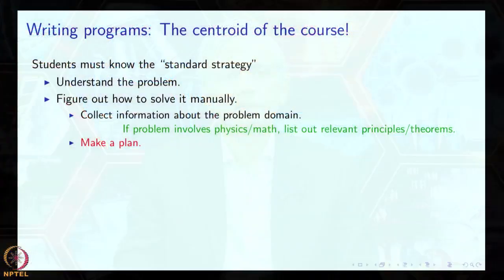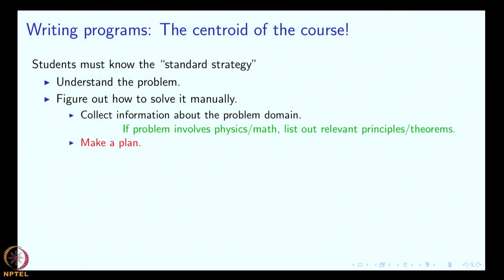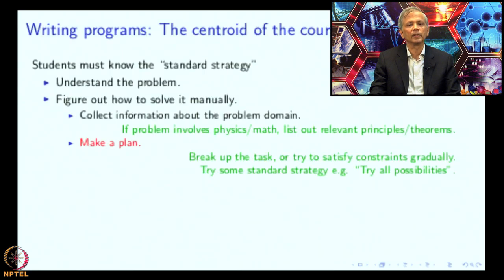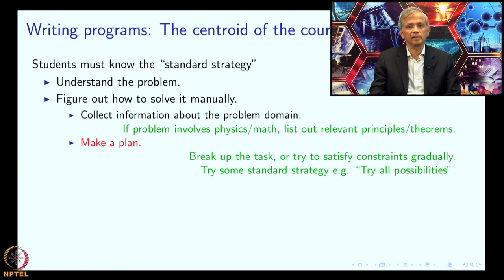Then the student has to make a plan. In general it might mean something like break up the task or try to satisfy constraints gradually, but more often it might mean that the student already knows how to solve the problem manually, or it's a relatively simple thing. In this course we are not expecting students to invent very sophisticated algorithms, so the student will probably do this step fairly fast. Maybe trying some standard strategies such as try all possibilities. But what the student has to say is, what are you going to compute at intermediate steps?